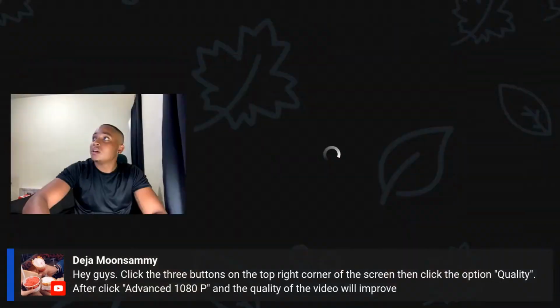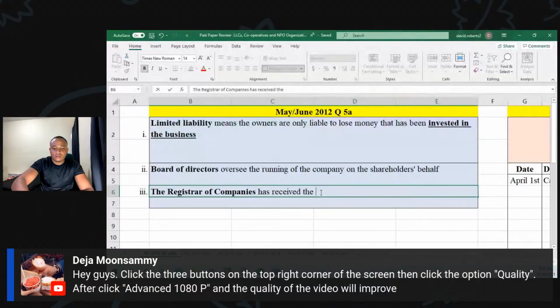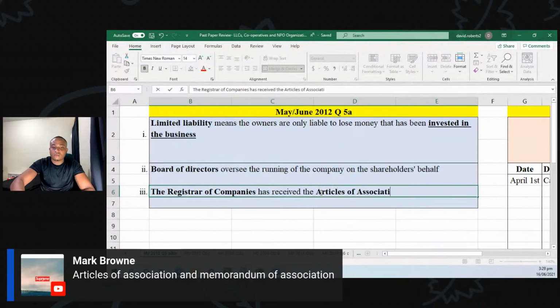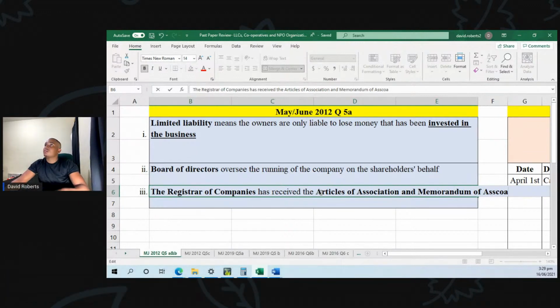Right, so the registrar has received the articles of association and memorandum of association. I could actually just put this on the next line. That's what that is there for. So these are the two documents that are needed for the registration of a business. Right? So now that we have that out of the way, let's get into question 5, part B.